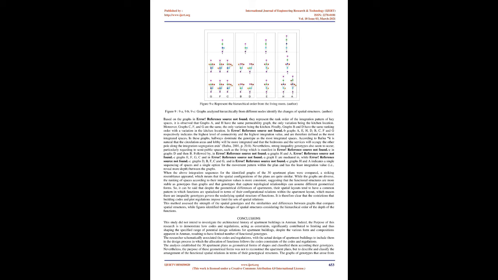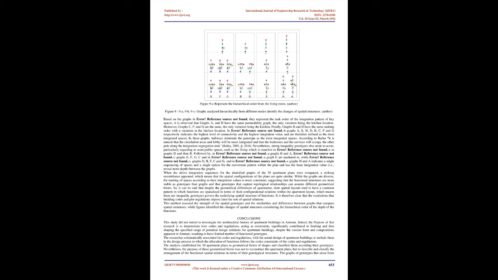Conclusions. This study did not intend to investigate the architectural history of apartment buildings in Amman. Indeed, the purpose of this research is to demonstrate how codes and regulations, acting as constraints, significantly contributed to limiting and thus shaping the specified range of potential design solutions for apartment buildings, despite the various forms and compositions apparent in Amman, resulting in a limited number of functional genotypes.